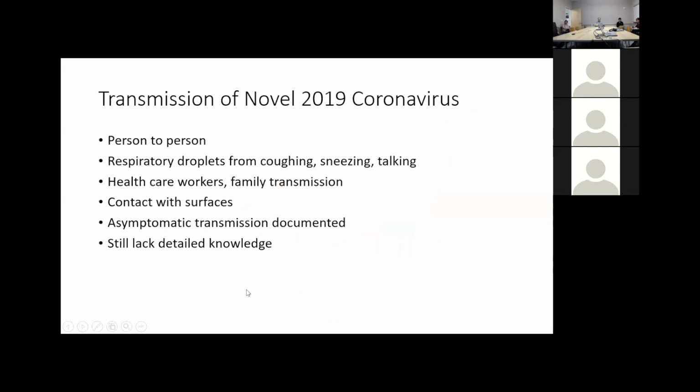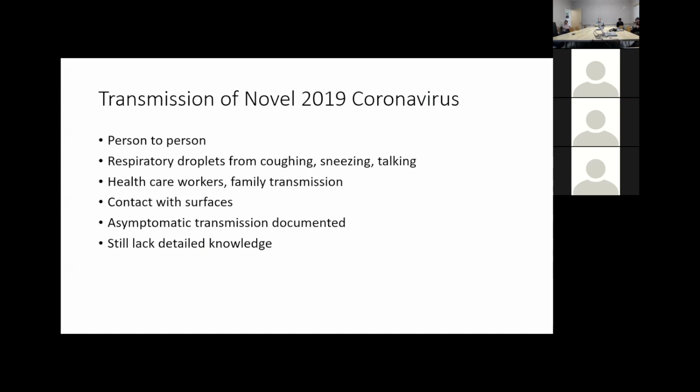Okay, the transmission of the novel 2019 coronavirus is important to understand. Once it got from animals into humans, the transmission between humans, person to person, is how this pandemic exploded. The virus is transmitted by respiratory droplets from coughing, sneezing, or talking. We know that there have been clusters among healthcare workers and family transmission, presumably from close contact with infected persons.